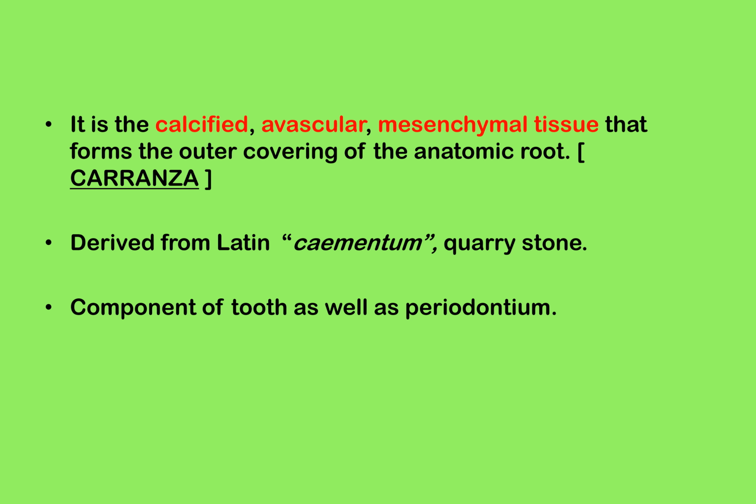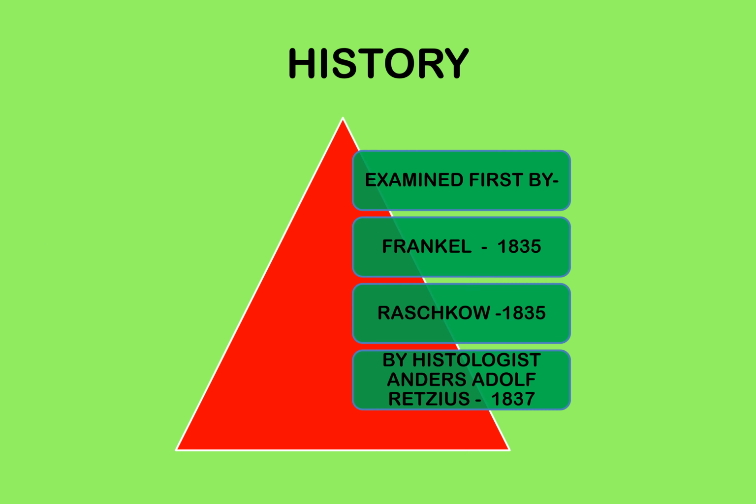Cementum is a Latin word, meaning small rough stone-like structure. It is a crucial component of periodontium. Historically, cementum was first discovered by Frankel and Raskow in 1835, and later Anders Adolf Retzius further identified and studied it in 1837.